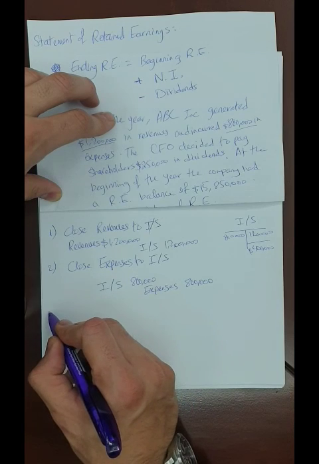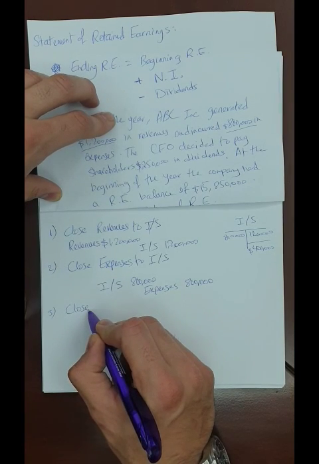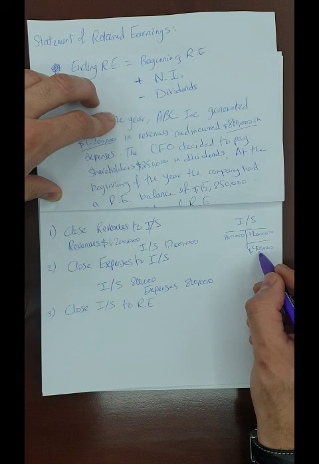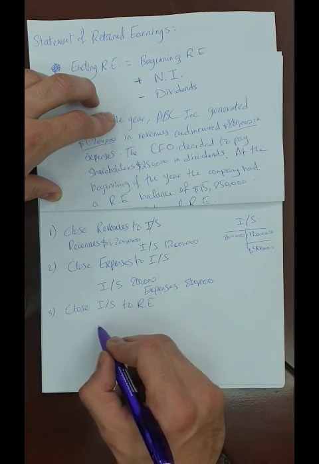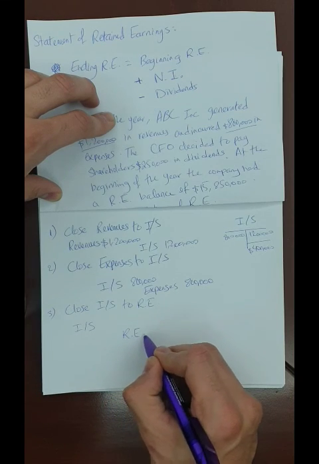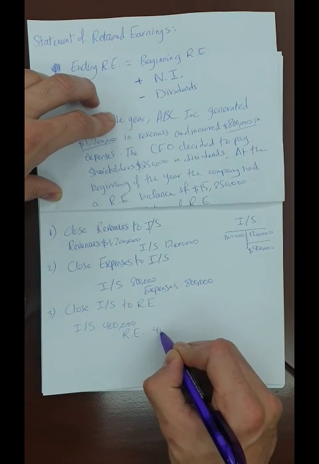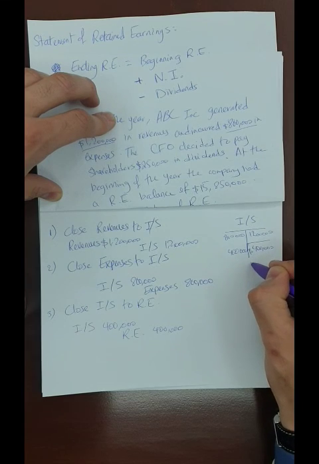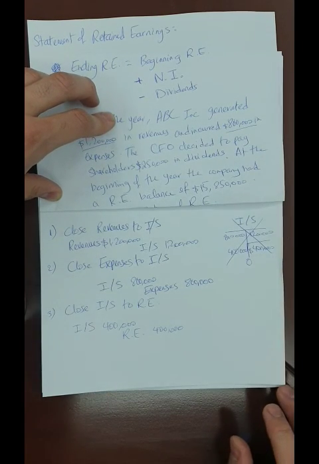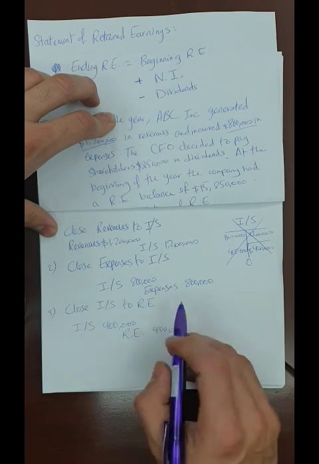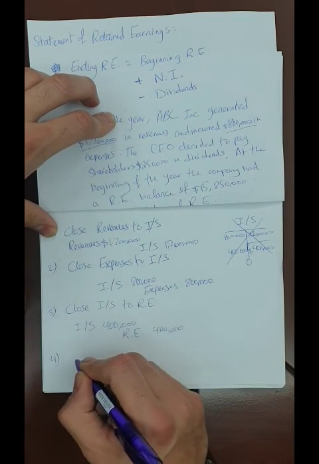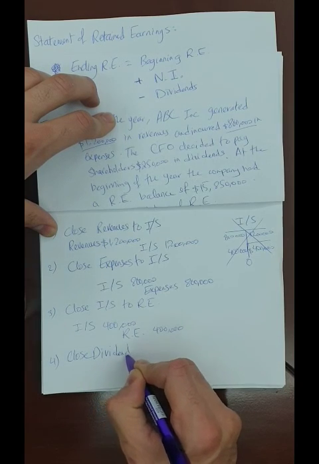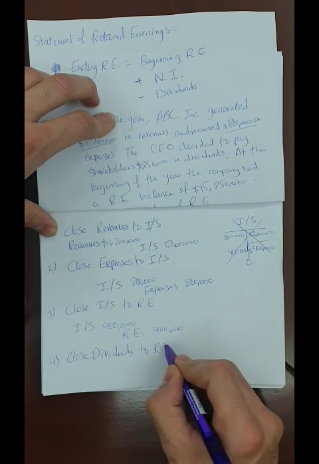To close this, in step 3, you will close the income summary to retained earnings. How to do that? You need to get rid of this number, so you need to debit it. So debit income summary and credit retained earnings, 400,000. So now if you do this, you will have a balance of 0, and therefore the income summary, the temporary account, is set back to 0, just like the expenses and revenues. In the 4th step, you will close the dividends to be paid or paid to shareholders to retained earnings.